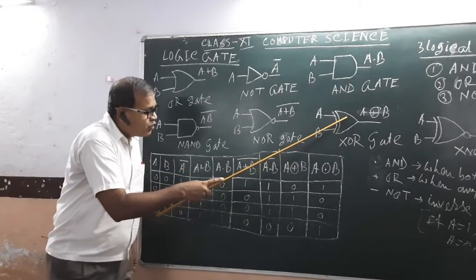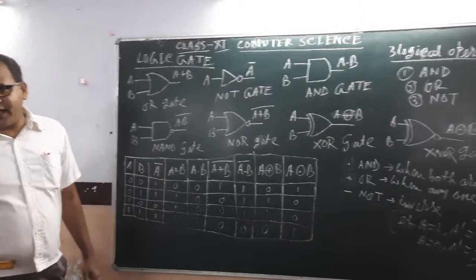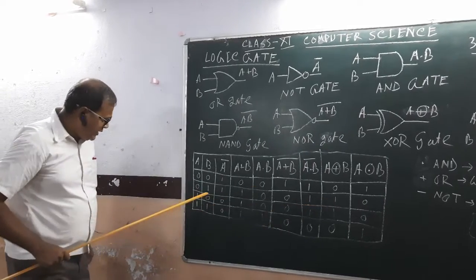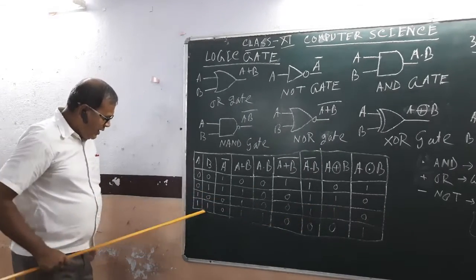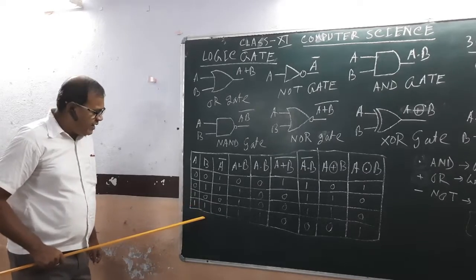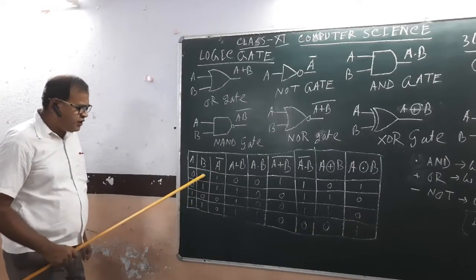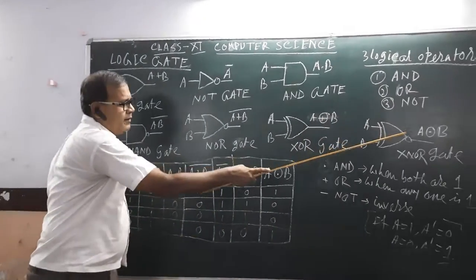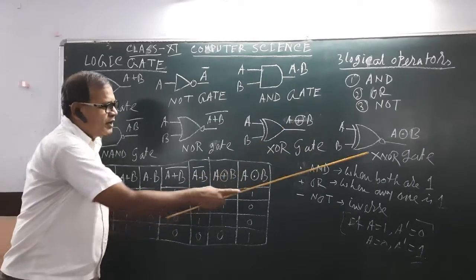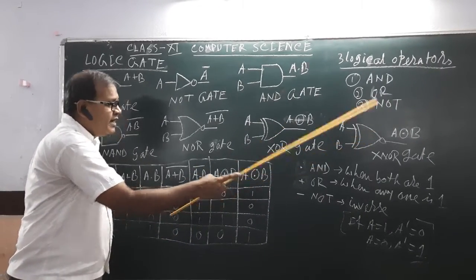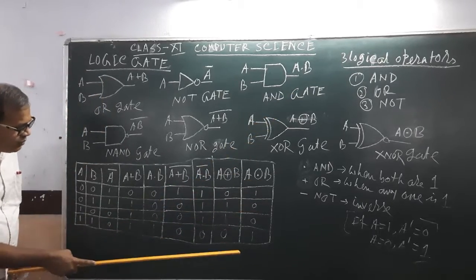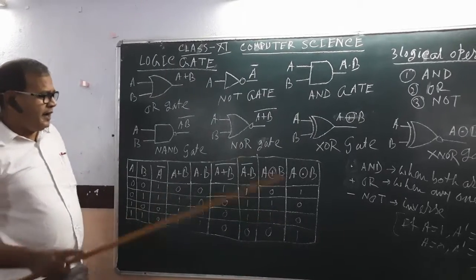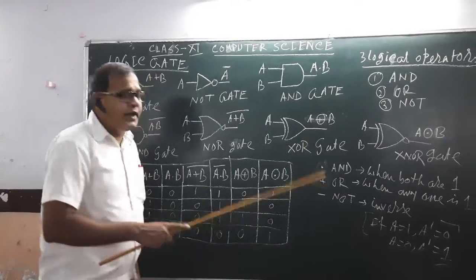And this one is exclusive OR, either A is 1 or B is 1, then it is 1. Here both are 1, that means even number of 1s, so it will be 0. Here also both are 0, then it will be 0. And this one is just the inverse of the XOR gate, this is the XNOR gate, so XNOR is the inverse of the XOR gate. Single value, this is just inverse. Clear?